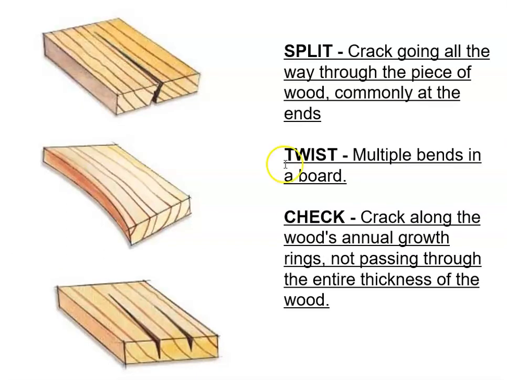All right, splits happen. So cracks that go all the way through the piece of wood would be a split. That often happens due to poor drying habits. Twists are again kind of going out of plane, and checks often follow those annual growth rings, but they do not pass through the entire piece of wood. So those diagrams are a little more straightforward.